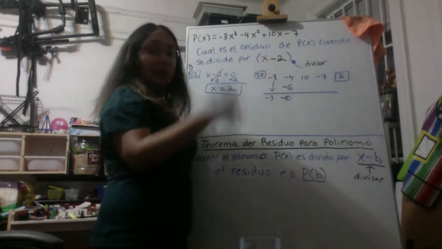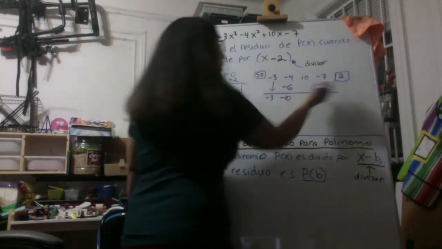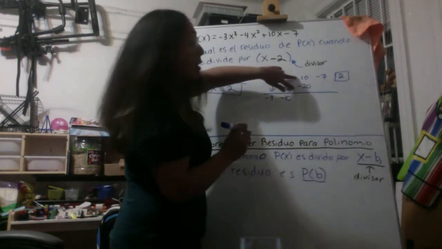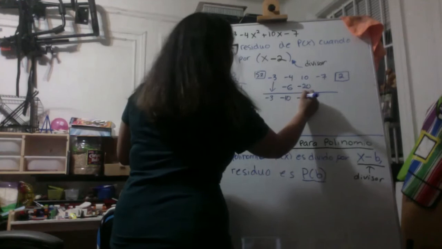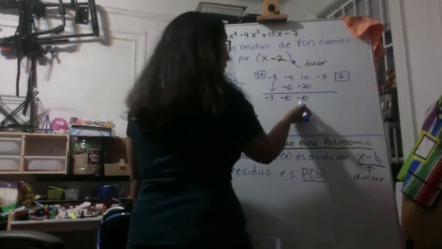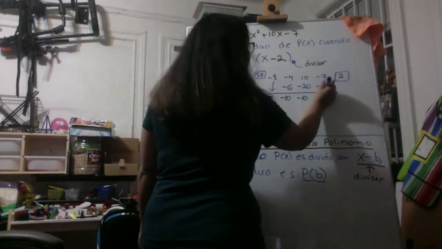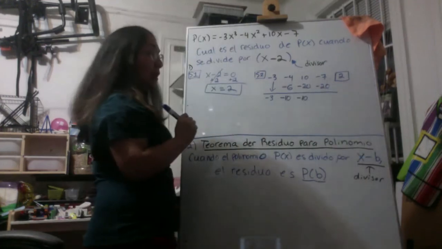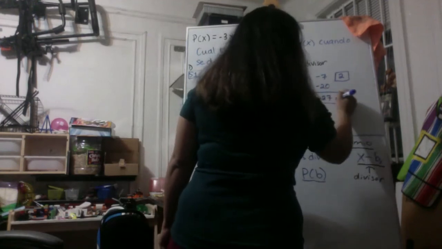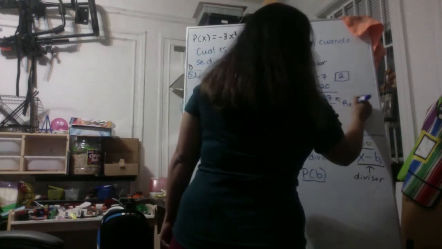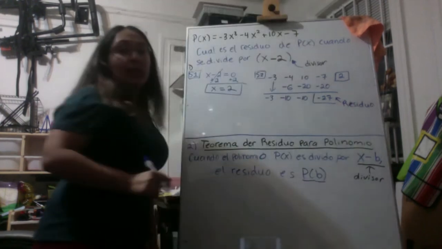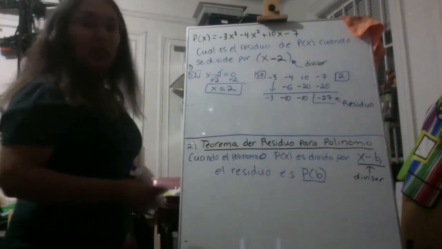Y después repetimos el proceso. Negativo 10 por 2 es negativo 20. Vamos a sumar 10 más negativo 20, me da negativo 10. Y repetimos el proceso. Negativo 10 por 2, negativo 20. Cuando se suma negativo 7 y negativo 20, me da negativo 27. Y aquí voy a poner una cajita, porque siempre ese último número va a ser el residuo. El remainder, el residuo.